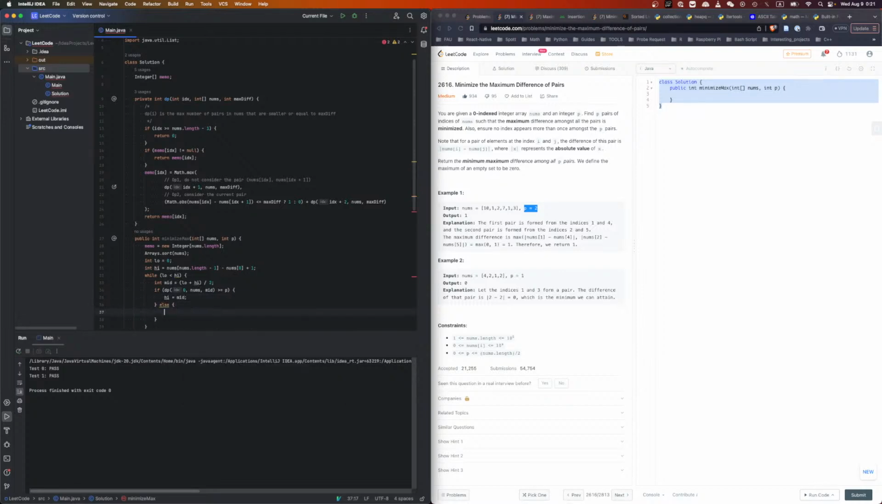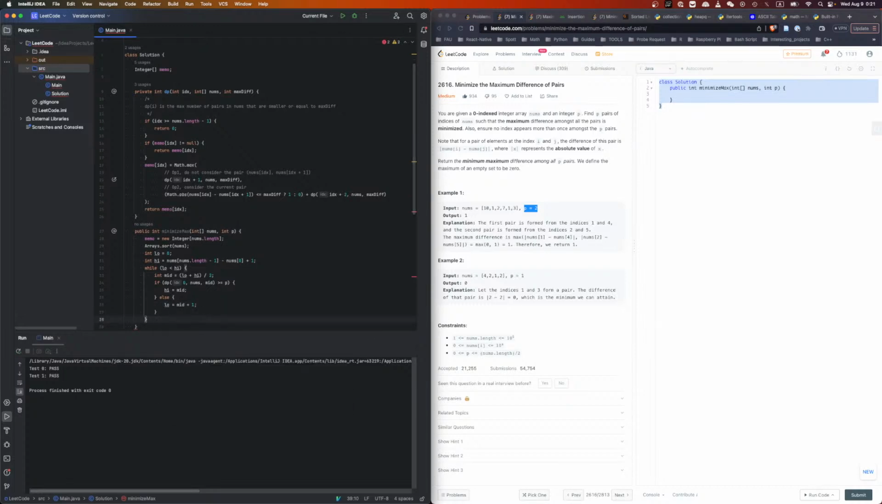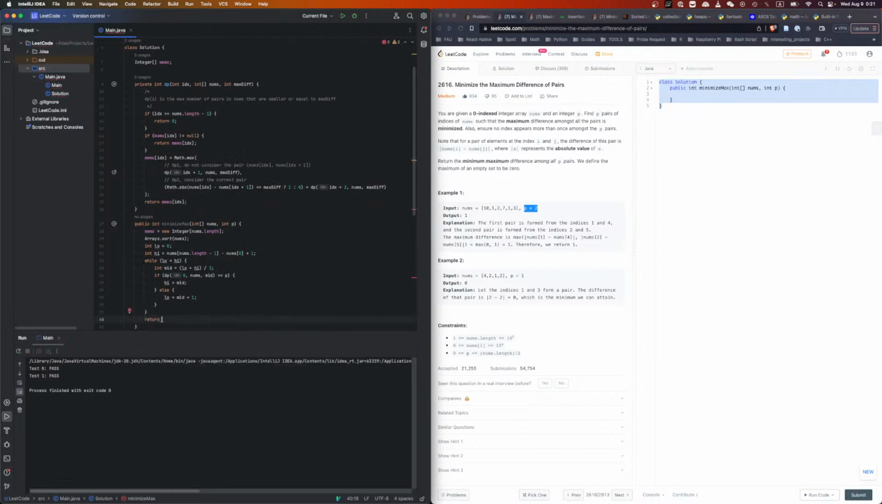Else, that means we don't have enough. We have less than p number of pairs that can satisfy. So in this case, we need to allow the difference to become a little bit bigger. Then we say low equals mid plus 1. So high is equal to mid when it is good. When it's good, we kind of shrink. And at the end, low is not good, so plus 1. So I think we just return low.